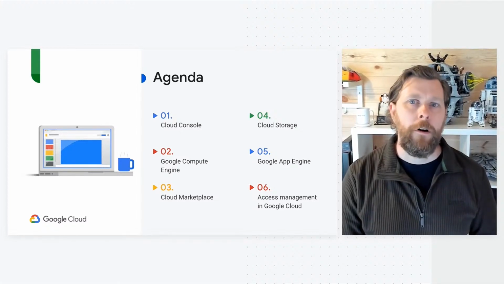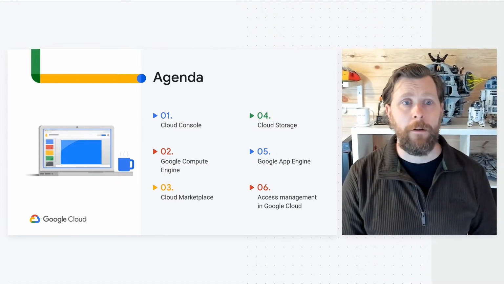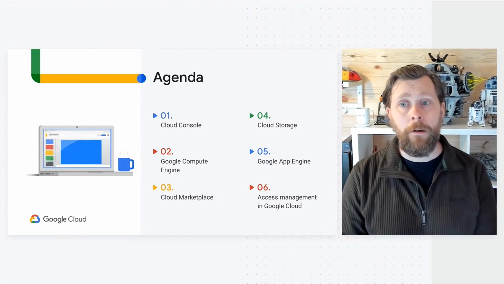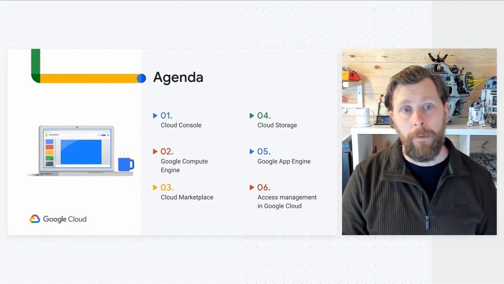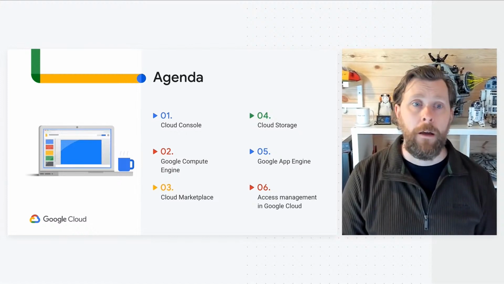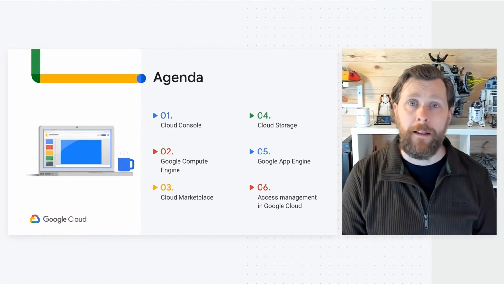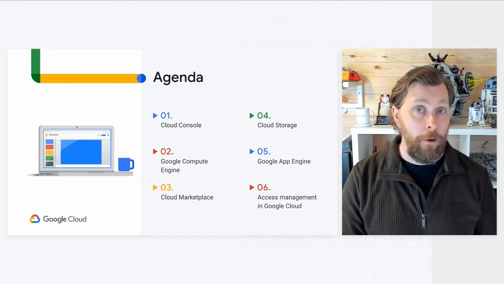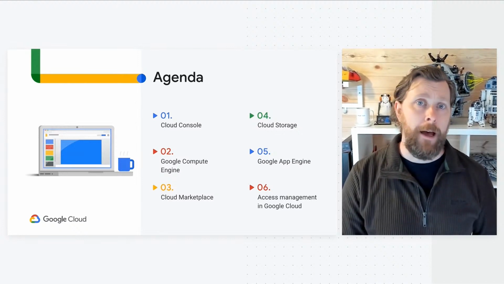In this session, I will start by providing you with a high-level overview of the Cloud Console, our interface into Google Cloud. Next, I'll look at Google Compute Engine, where we can provision virtual machines for our workloads. I'll also look at Cloud Marketplace, where we can find pre-configured solutions for us to utilize. Once I have a VM up and running, I'll explore cloud storage and see how we can store both data and files in the cloud. I'll then move on to Google App Engine, our serverless solution for running applications. And finally, we'll finish up with access management in Google Cloud.